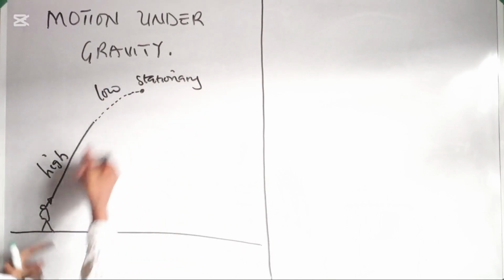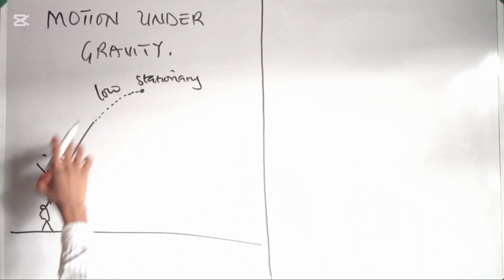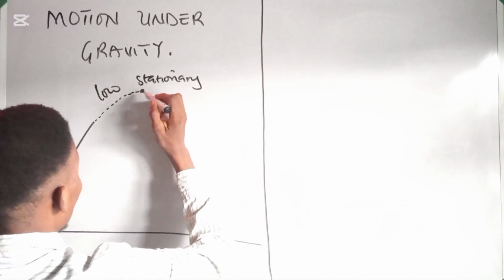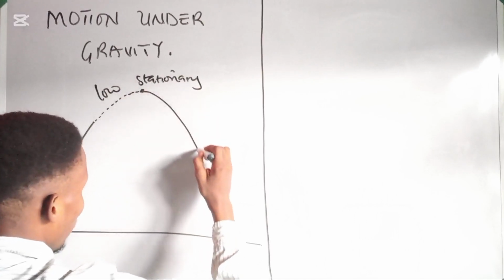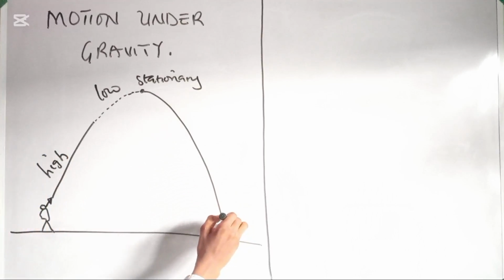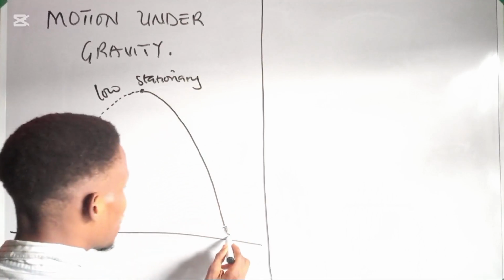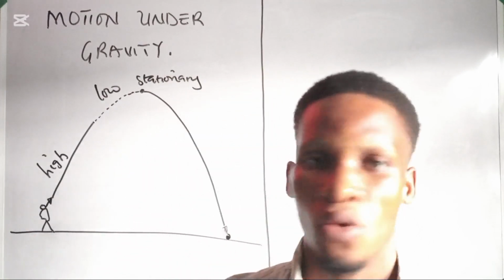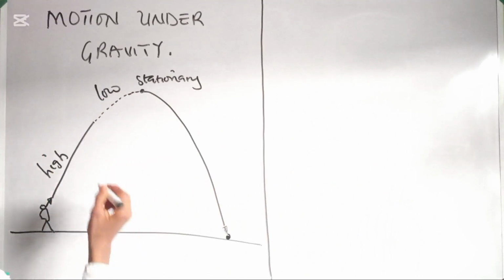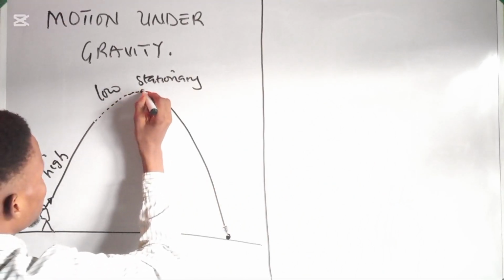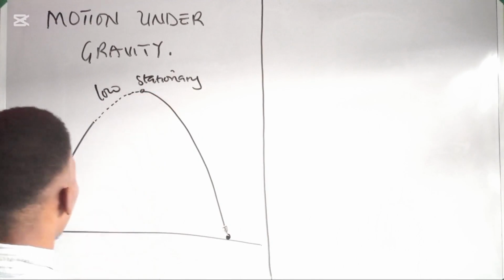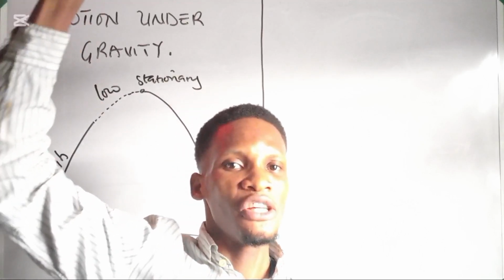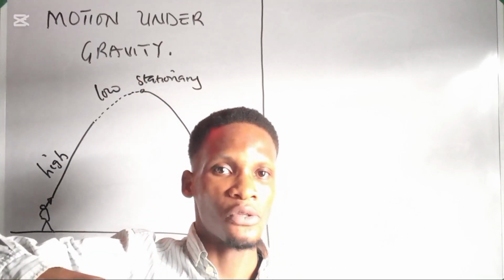I will still explain more about all this low and high that I've explained. At this particular point, it now starts to what? Fall. It starts to fall until it hits the ground where it was thrown from. At this particular point, we say it is stationary. Then there is a force of gravity that is pulling the stone downward.